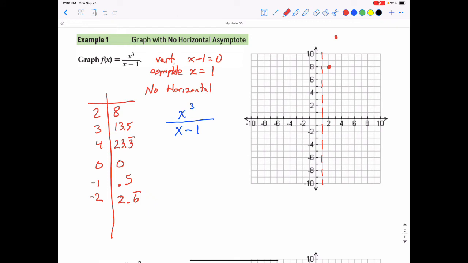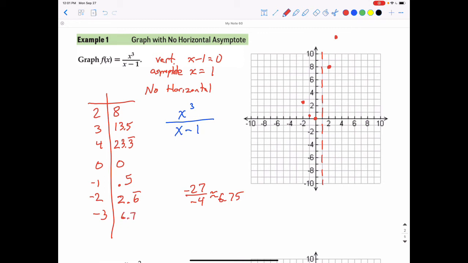And there we are. So now I can see that I've already graphed (2, 8) and (3, 13.5). Then I would graph (4, 23.3), which goes way off the screen, so I'm not going to bother graphing that. And then on the other side, the asymptote is 0, (0, negative 1, 0.5), so over 1, up 0.5, and (negative 2, 2.6). So we can see it is starting to get a little bit higher on that side there. If I wanted to see what else was going on the left side, I could use negative 3. And when I plug in negative 3, that would be negative 27 over negative 4, which is about positive 6.75.